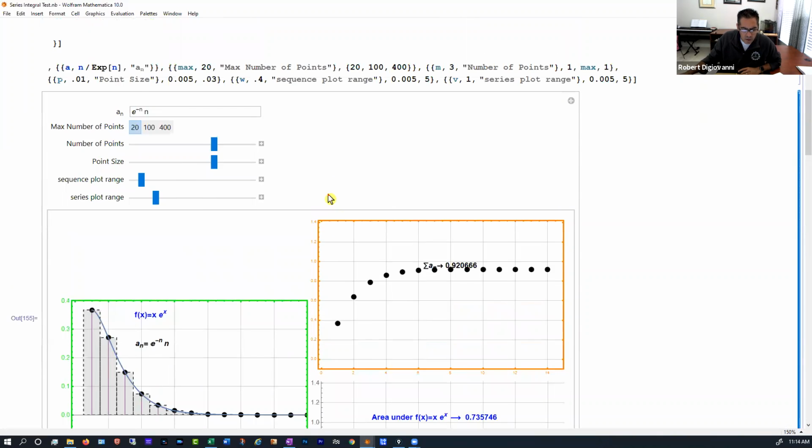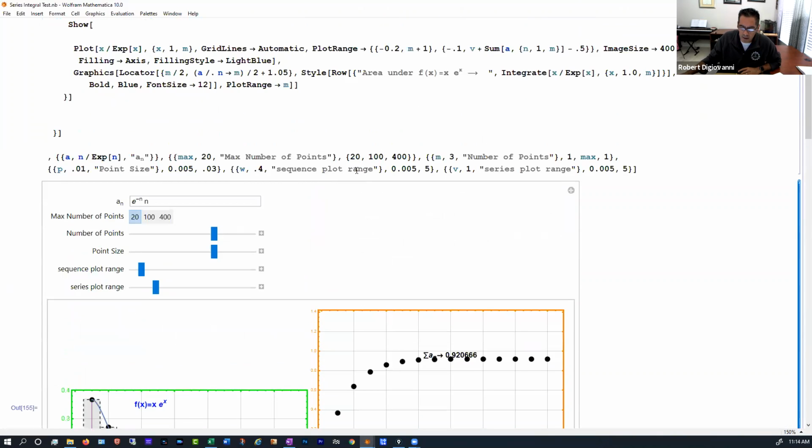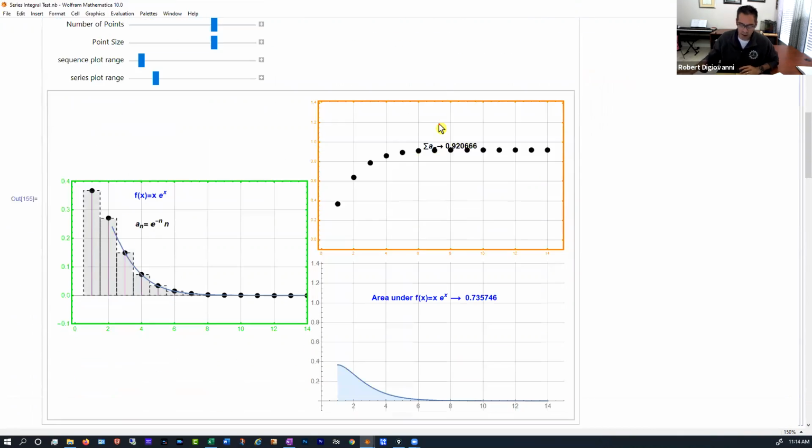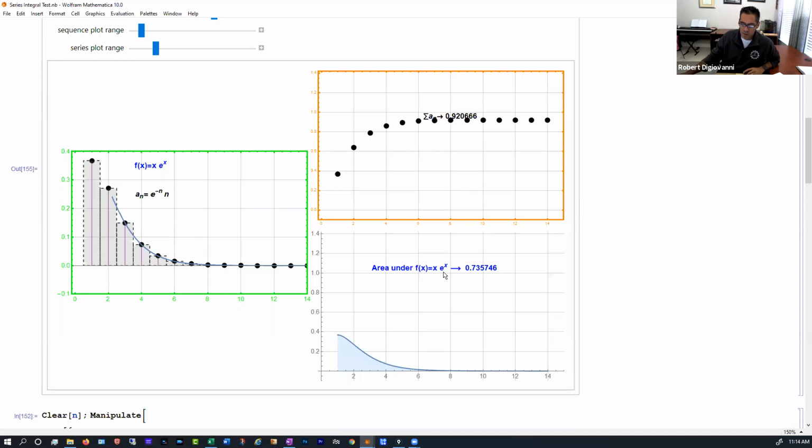That's a typo. That should say negative x. It should say negative x right there. I don't want to change it because I'm going to have to redo the whole thing. This should be x e to the negative x to match up with n e to the negative n, okay? But the important thing is to see that the area underneath this curve looks like it's converging.